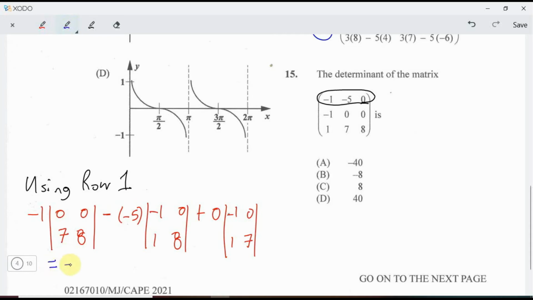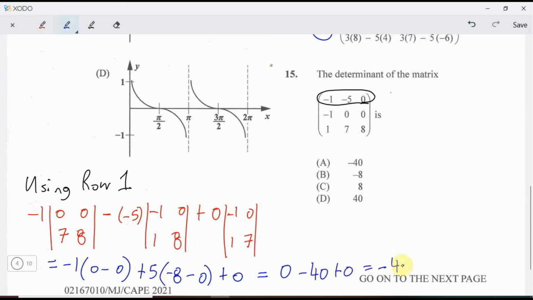Let's simplify. So this is negative 1 in bracket. 0 times 8 is 0. Minus 0 times 7 is 0. Then minus 5 becomes plus 5 in bracket. Negative 1 times 8 is minus 8. Then minus 0 times 1 is 0, plus 0. So we end up getting 0. Then negative 8 times 5 is negative 40 plus 0. So that's negative 40. Negative 40 is option A.